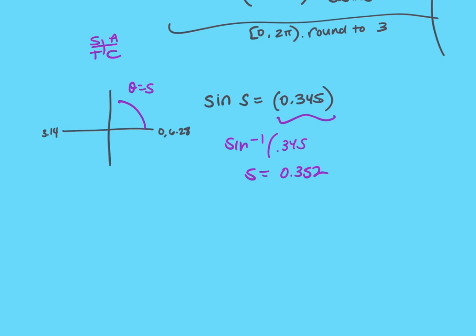So in that second quadrant, S is going to equal 3.14 minus what you get from theta. So 3.14 minus 0.352, and the other option there is 2.788. So that's the two answers, two spots, two angles in radians in which sine would equal 0.345.